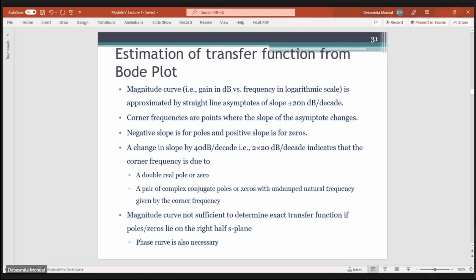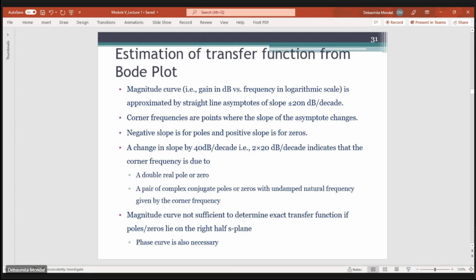Previously we have seen that if a transfer function is given to you, how you can draw the Bode plot from the transfer function. Now we'll see how to do the reverse: given a Bode plot, how you can estimate the transfer function of a system from the Bode plot.